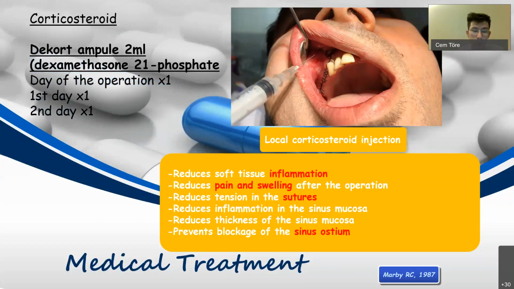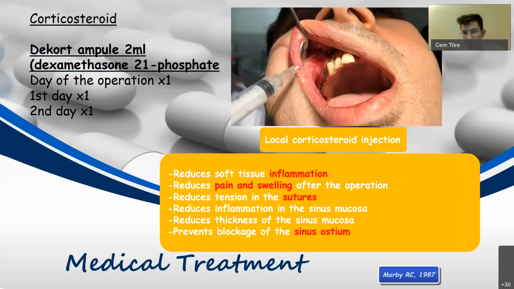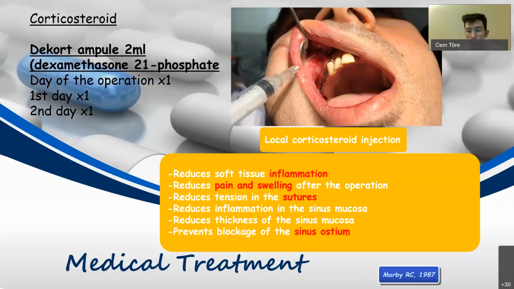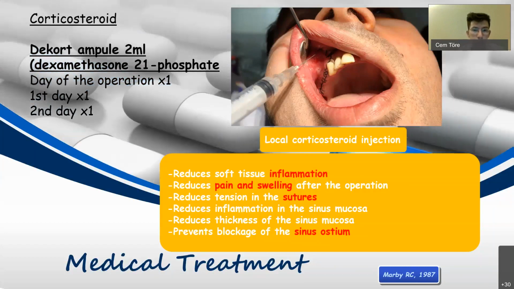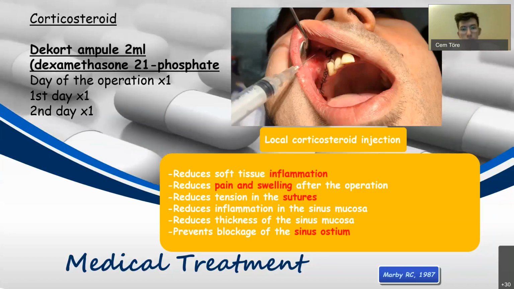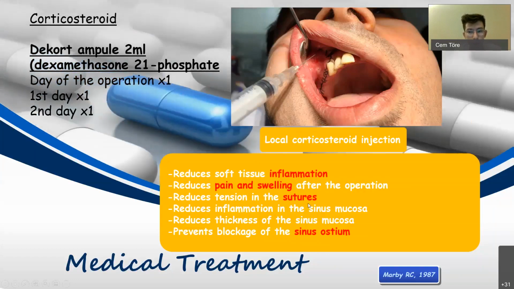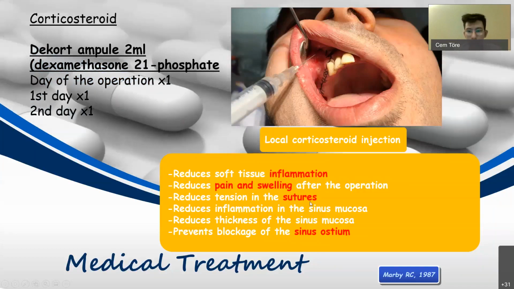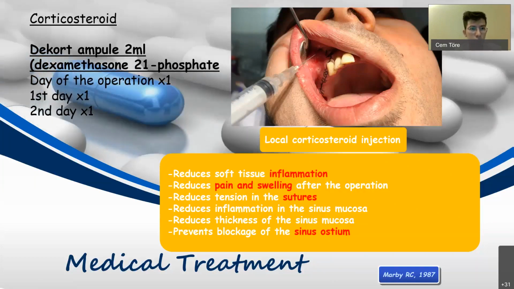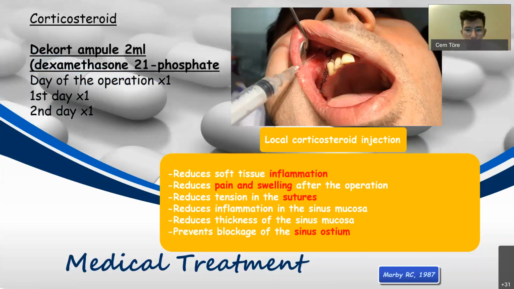They will ask you, patients, doctor, for how many days can't I work after this operation? When we are doing this, we say, you can work the next day or right after here if you need to, because it reduces, as we have listed, soft tissue inflammation, pain and swelling. Tension in the sutures, which is also very important. We want non-tense sutures in the first place, but when we make sure we have done a proper injection of corticosteroids, there will be no swelling to increase that tension in those sutures we have placed.